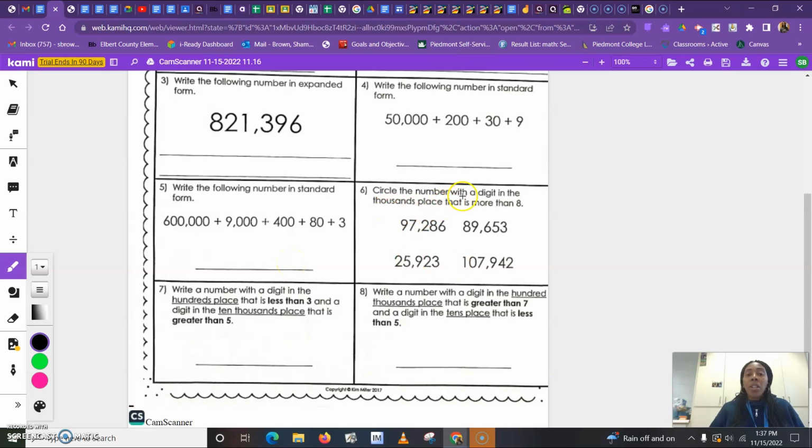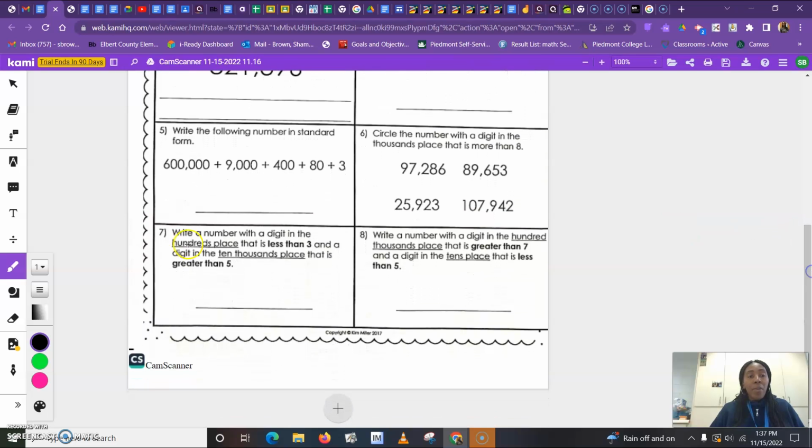Number 6, circle the number with a digit in the thousands place that is more than 8. So you're going to look at these numbers. Which one of these numbers has a digit in the thousands place that's more than 8? So you're going to look in the thousands place here, thousands place here, thousands place here, thousands place here. Which one of these digits in the thousands place is more than 8? So circle the number with the digit in the thousands place that's more than 8.